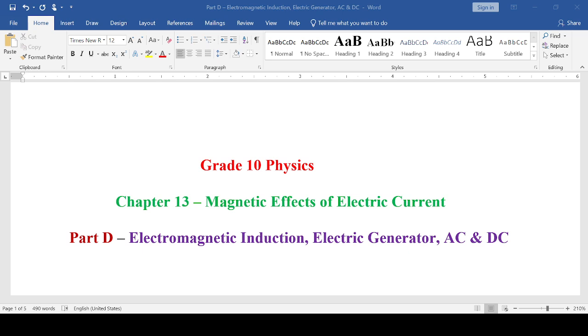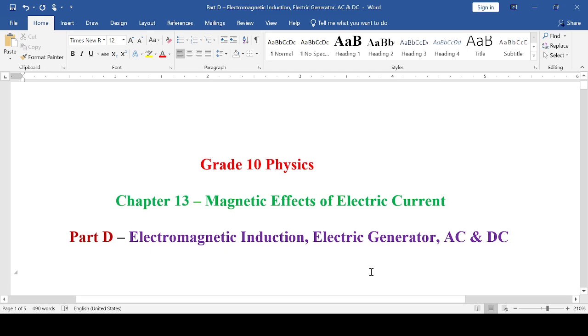Hello students, welcome back to the session, grade 10 physics, chapter number 13, that is your magnetic effects of electric current. And here we are going to continue with part D. In part D, what we are going to discuss: electromagnetic induction, electric generator, AC and DC, that is alternating current and direct current.